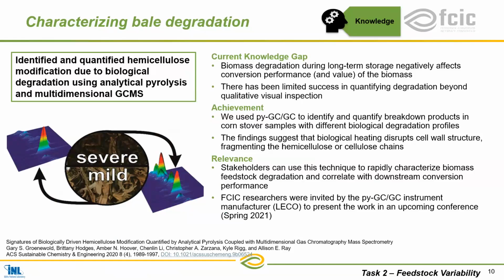The work showed that this biological heating, which is the source of the degradation, disrupts the cell wall structure more so for the hemicellulose than the cellulose chains. But these researchers were able to go from a qualitative assessment of degradation to a quantitative assessment: these are the specific compounds that get produced, and these are the concentrations of these compounds. Again, this is a laboratory-based system, but it is a way to rapidly assess and start to quantify the impact of degradation on stored biomass.